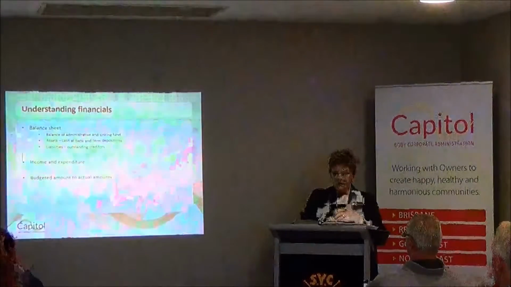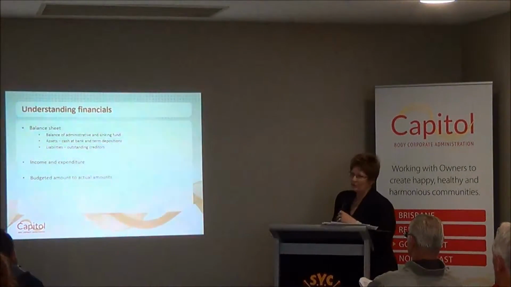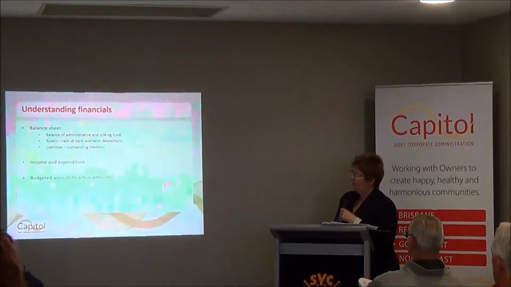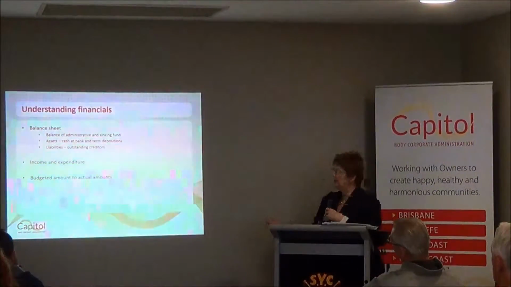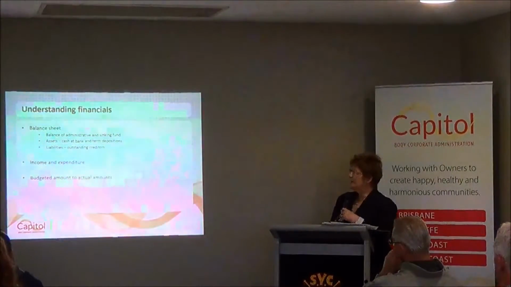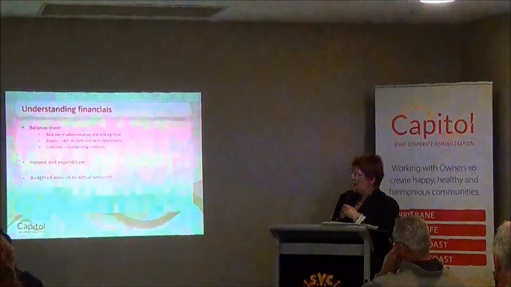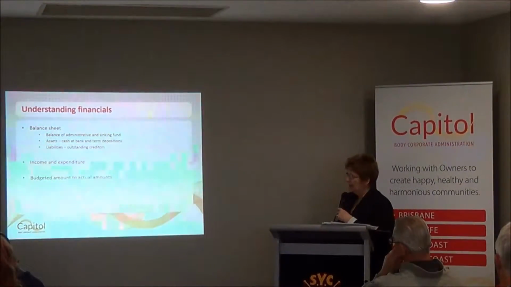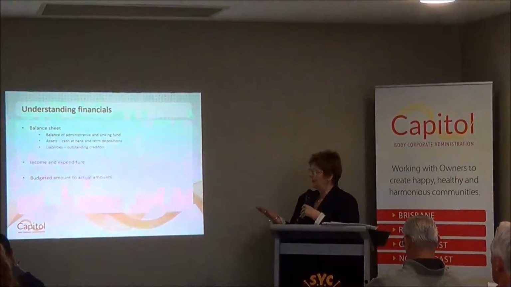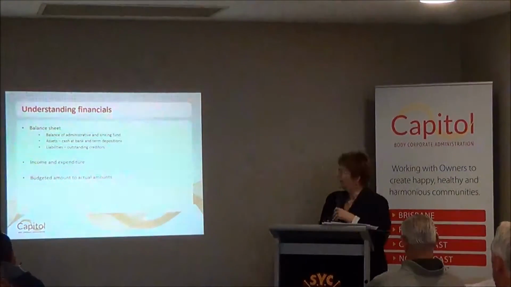Okay. The next one is your budgets and incomes, understanding your financials. I'm sure it's once again just like your own household finances. We have balance sheets, the balances of the administration fund, which is your assets, cash at bank, term deposits, and your liabilities being your outstanding creditors and anything else. Your income and expenditure is the bottom line of your levies, etc.